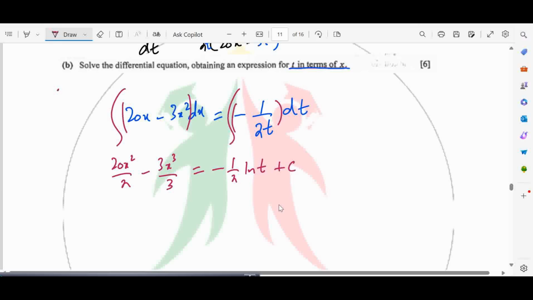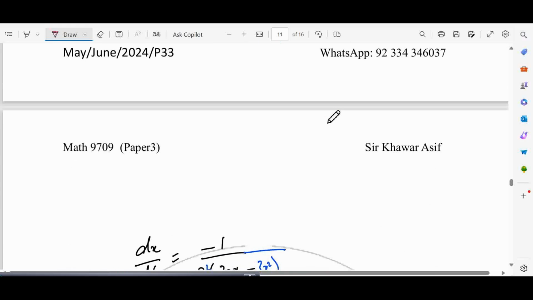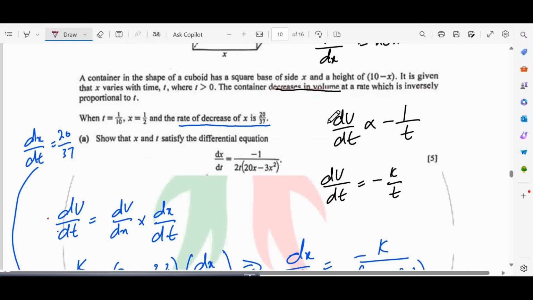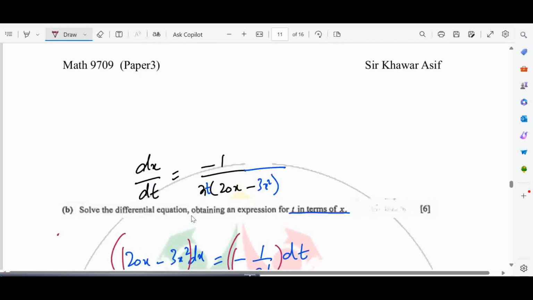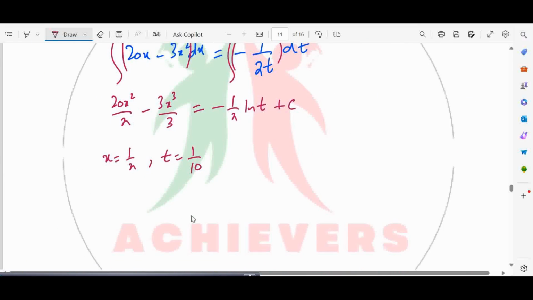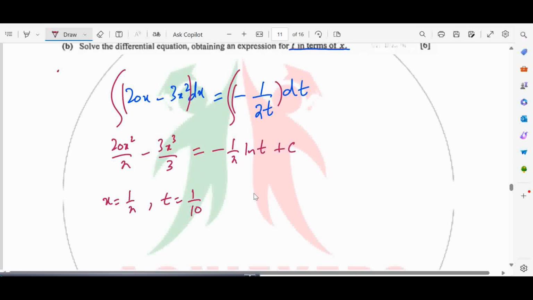Now we know that in the very start it was given that at x equal to 1 by 2, t is equal to 1 by 10. Let me reconfirm it. 1 by 2 and 1 by 10. Yes. Now if you put it in this equation, we will get 10 into 1 by 2 whole square minus 3 into 1 by 2 whole cube divided by 3 is equal to minus natural log of 1 by 10 plus c.